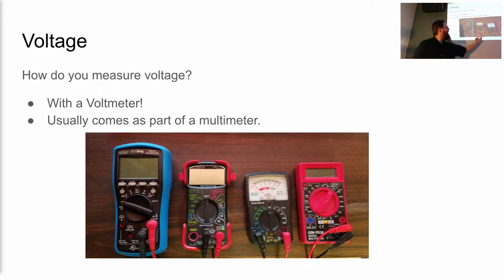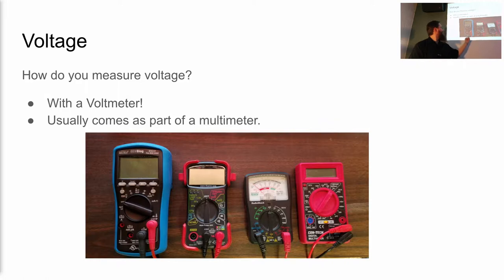This one I linked in the description on Meetup. It is $20 on Amazon. They're everywhere, and they work for 90% of the things you could ever want to do with a multimeter. If you're buying your first multimeter, something in this ballpark is what I would recommend.